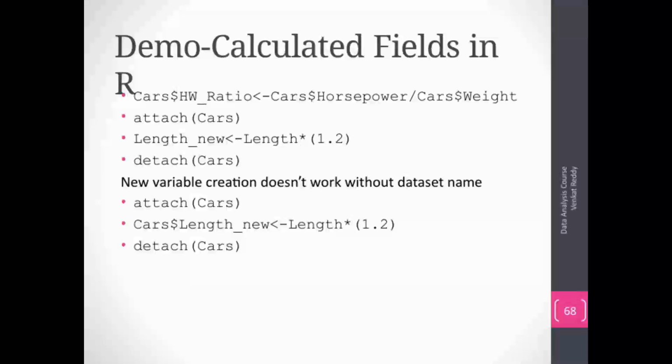In the next example, I show that to properly add a new variable to the dataset, we should assign it as cars$length_new = length * 1.2, which explicitly updates the dataset itself. This is a good practice to keep our data organized and consistent. To sum up, this slide emphasizes how to create calculated fields in R, either by temporarily attaching the dataset for quick calculations or by explicitly assigning new variables back to the dataset. These techniques are essential for efficient data manipulation and making our analysis more dynamic.